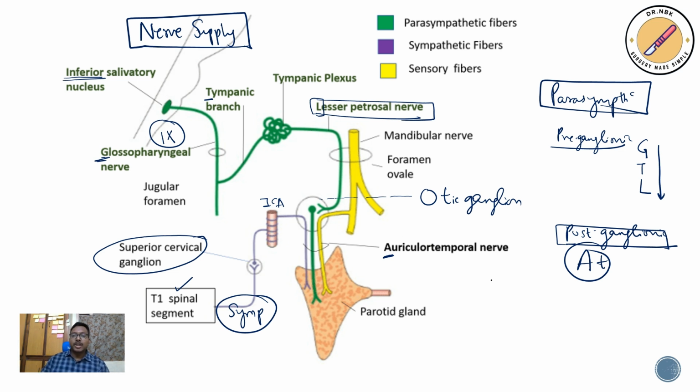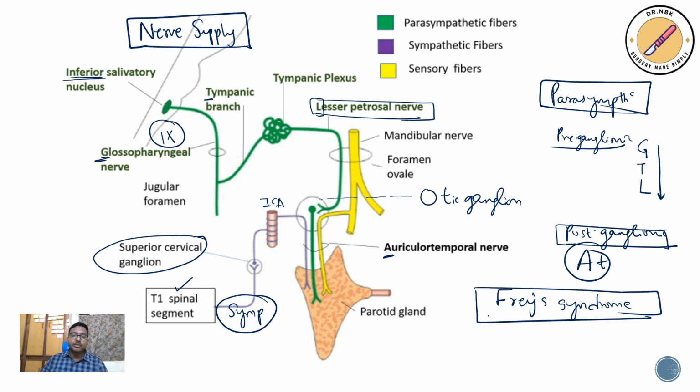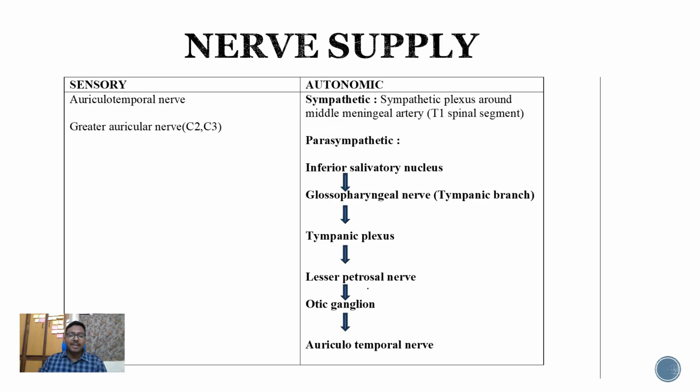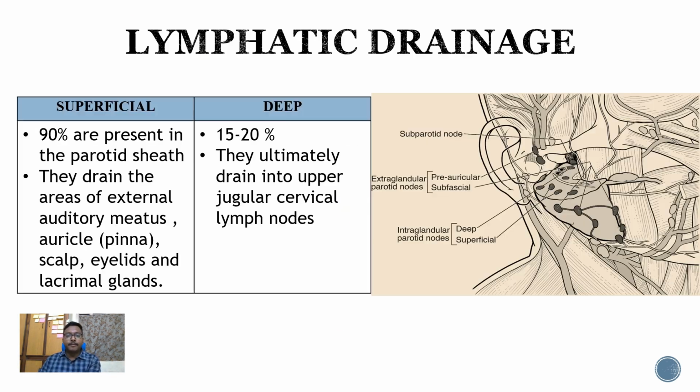Why do we need to understand nerve supply? There is an important pathological condition after superficial parotidectomy. Few people will get an important syndrome called Frey syndrome. We will see the details subsequently. This syndrome is also called gustatory sweating. Next, this is the same flowchart that we have seen just now. Now, coming to the lymphatic drainage, you need to understand there are two important sources of lymphatics here.